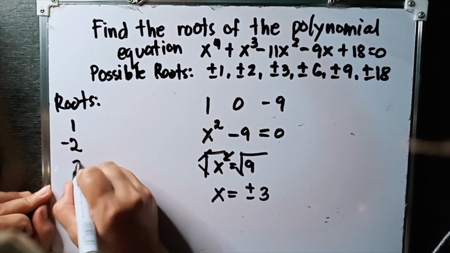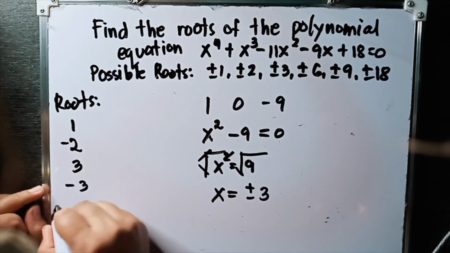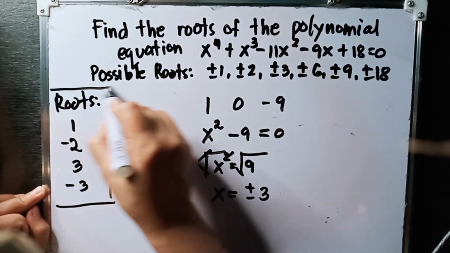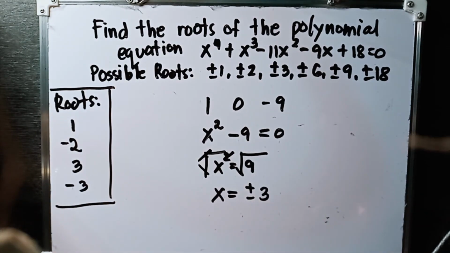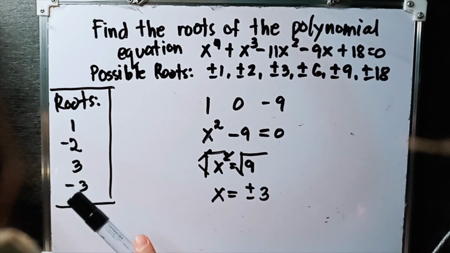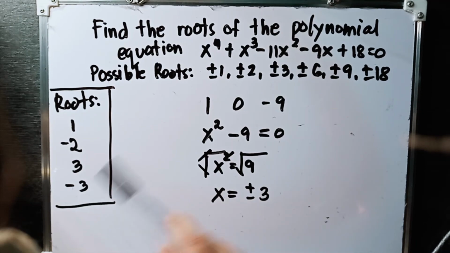So we have the following roots: 3, negative 3. So these are the roots. So it means that 1, negative 2, 3, negative 3 are roots of the polynomial equation x to the 4th plus x cubed minus 11x squared minus 9x plus 18 equals 0. So that's it for our rational root theorem.